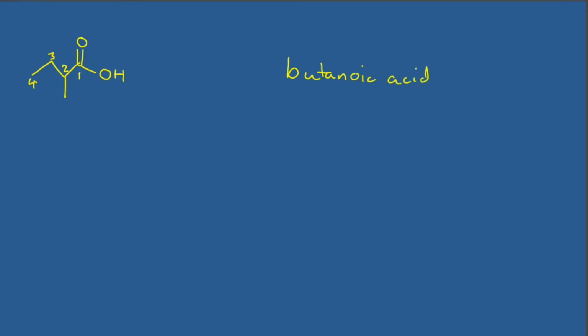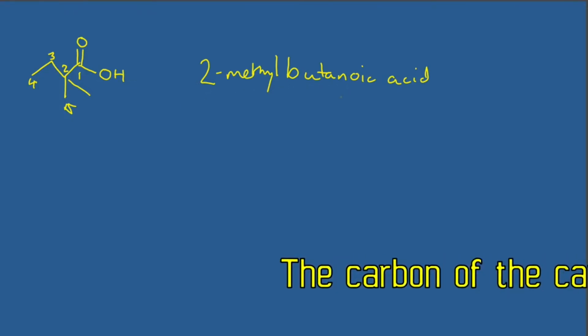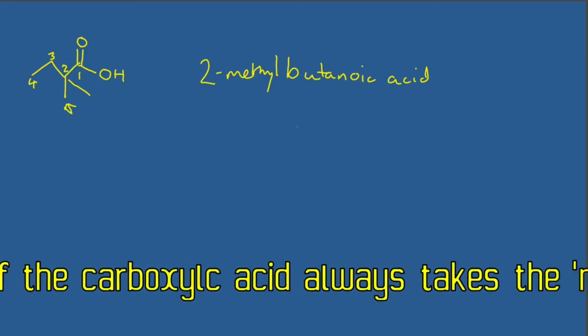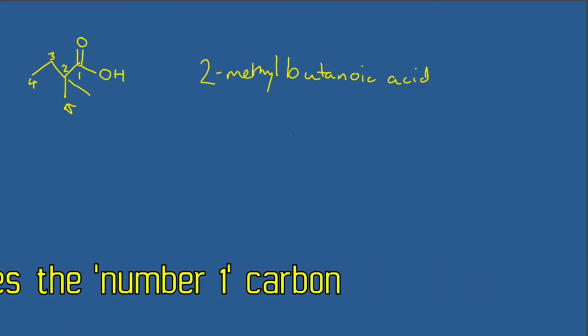But I need to think about what this is here. I've got a methyl group attached to it, and it is on the number 2 carbon. So this would be 2-methylbutanoic acid. Just remember the carboxylic acid group will take the number 1 carbon, and we're going to number any substituent groups in order to give the lowest number we can, but the carboxylic acid group is the number 1 carbon, so that will dictate the numbers of the other groups.